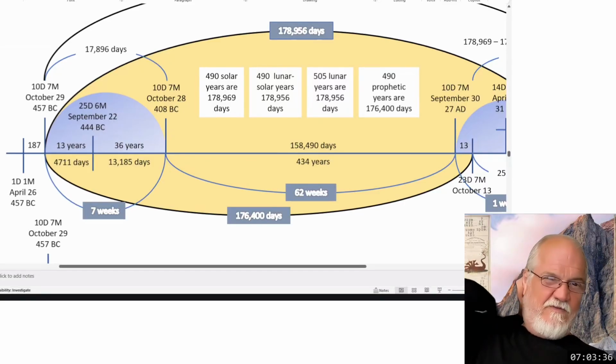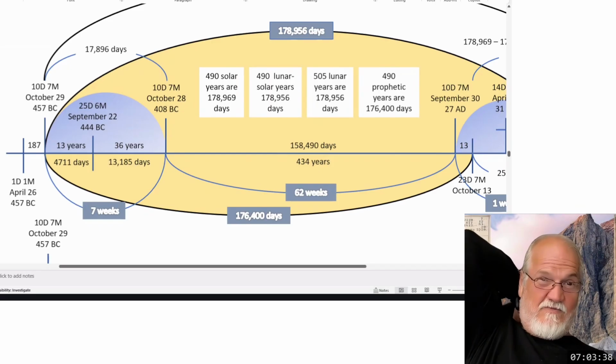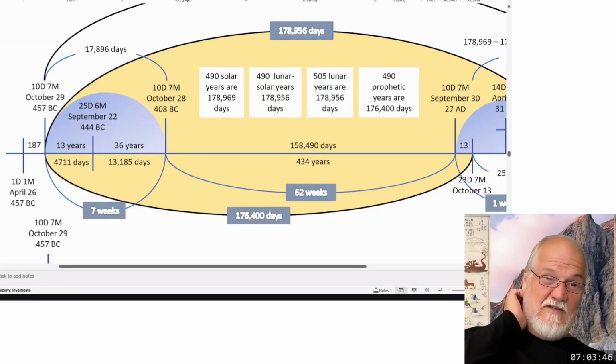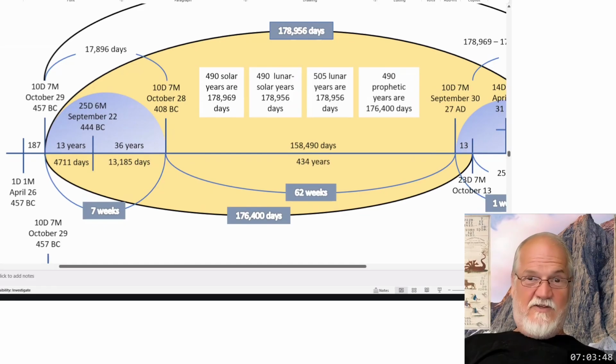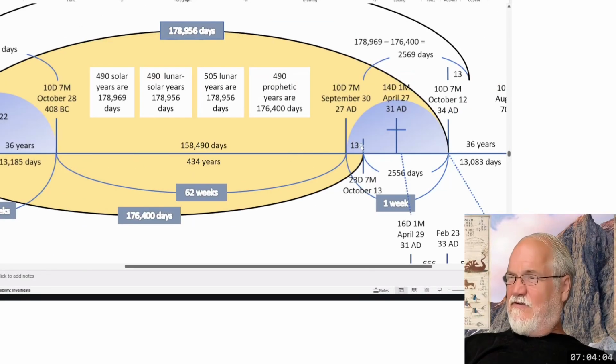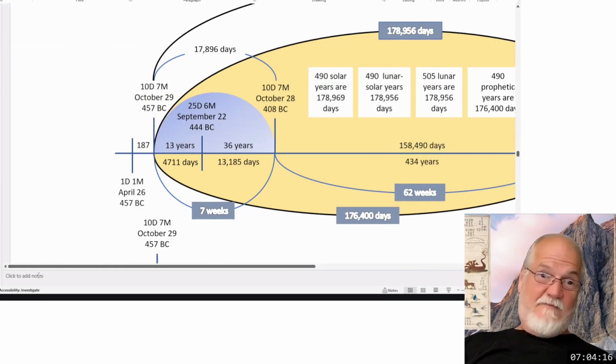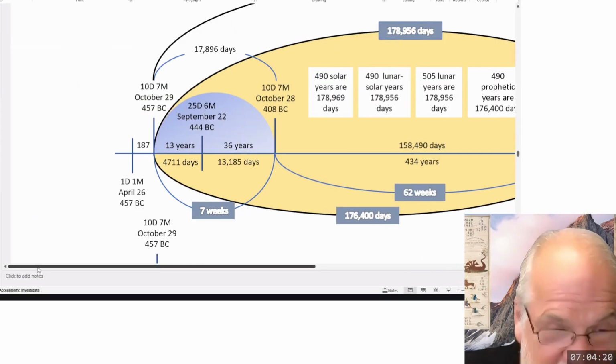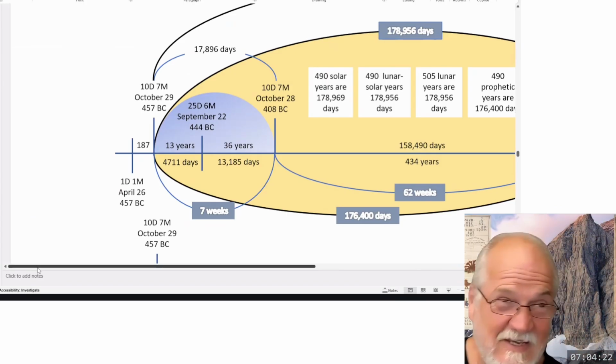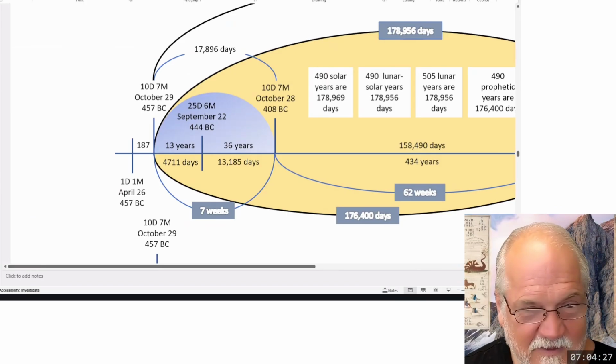And then 490 prophetic years, that's the ones where we have 176,400 days. So we can count then that number of prophetic years and come up with this specific span of time. Okay. You got these 13 days here, and then you got these 36 years. I wonder if that somehow relates to the 13 and the 36 at the beginning. Anyway, that's my analysis so far. Whether there's something that we can see that's relevant at this point, I don't know.